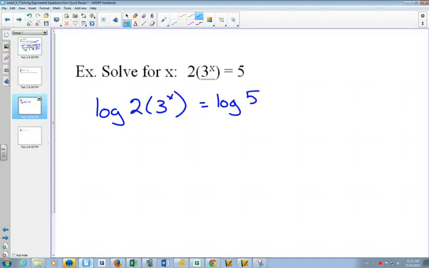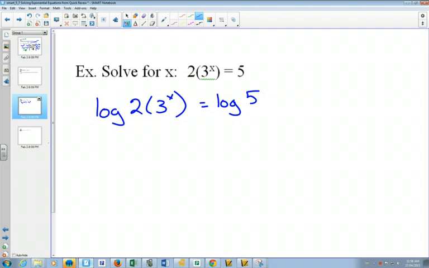And now it is a process of using your log laws until you can get that x by itself. Now the thing that you're going to be most tempted to do, since you see the x as the exponent, is you're going to want to bring that x out in front right away. You have to be careful here, because that log law with the exponent coming out in front is only when that exponent is to the entire thing inside the log. And at this point, the x is just to the 3, not to the entire thing.